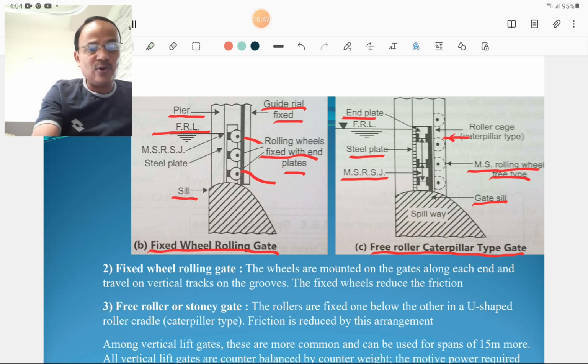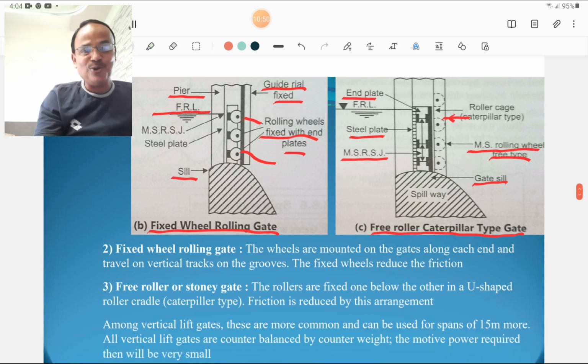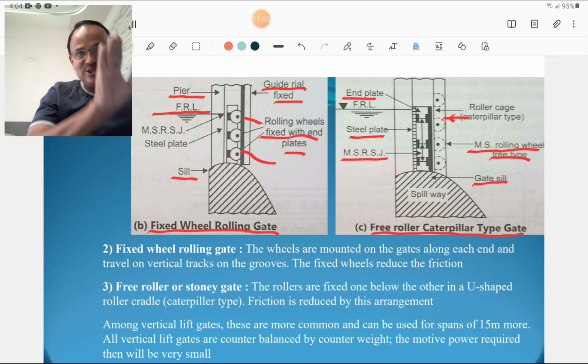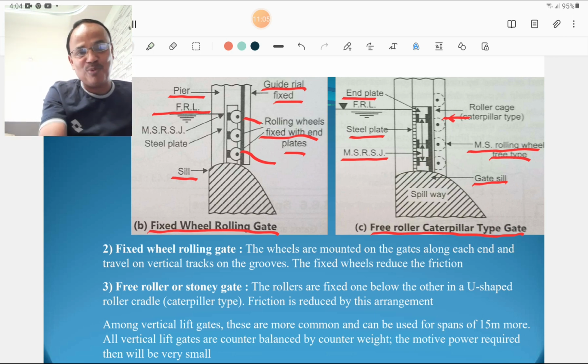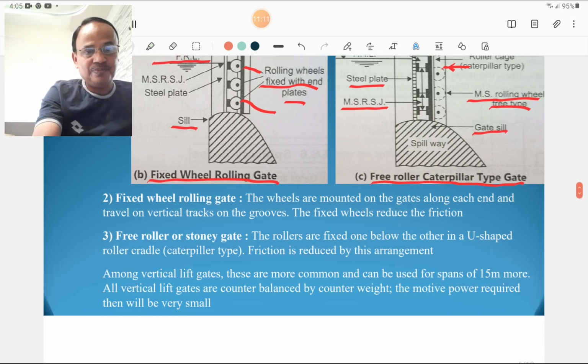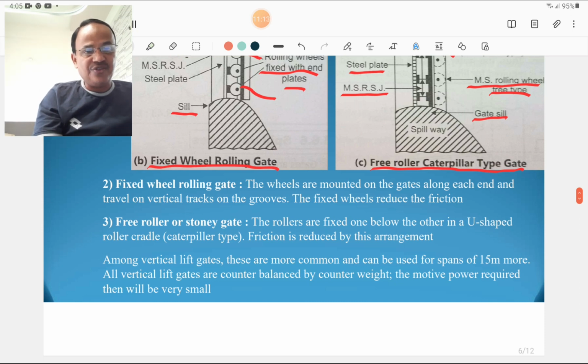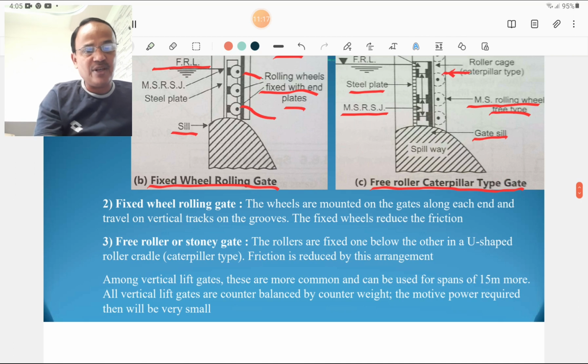The third type is the free roller or Stoney gate, as shown in figure C. The rollers are fixed one below the other in a U-shaped roller cradle, so it is termed a caterpillar. The shape is like a caterpillar. You know the caterpillar, it is like this one. So this arrangement is provided in the free roller or Stoney gate, and friction is reduced by that caterpillar arrangement. Among the vertical gates, these are the most common and can be used for spans of 15 meters or more.